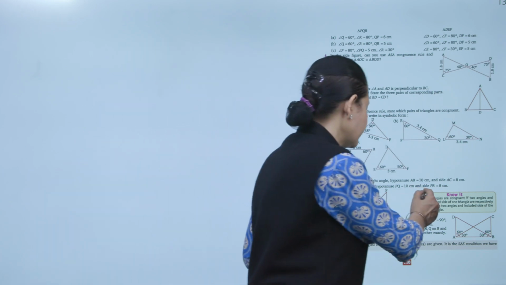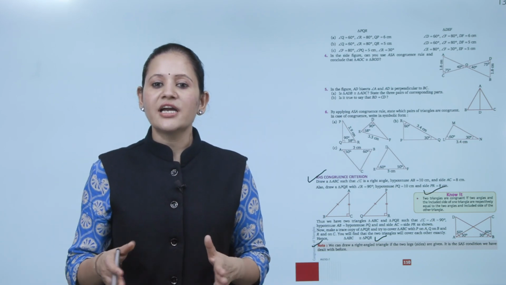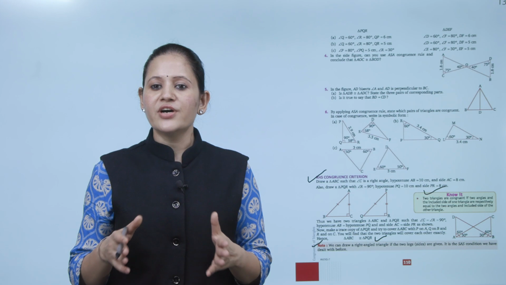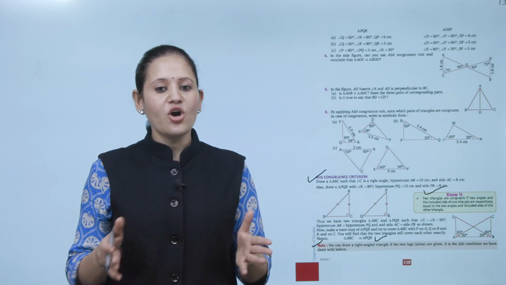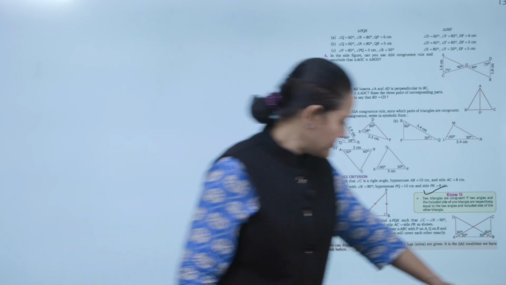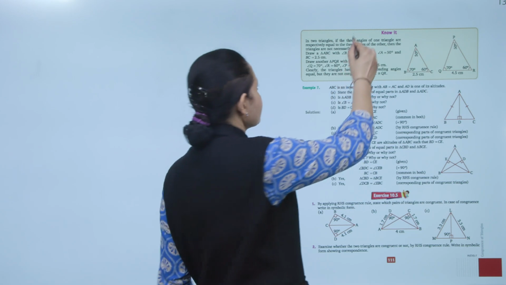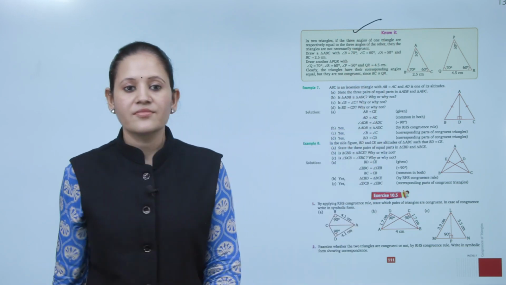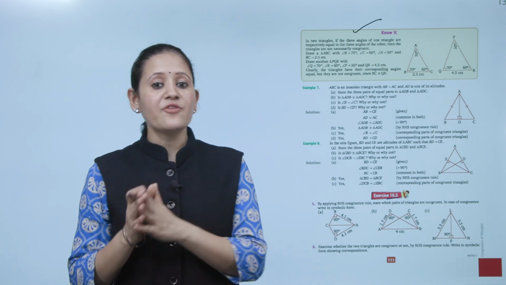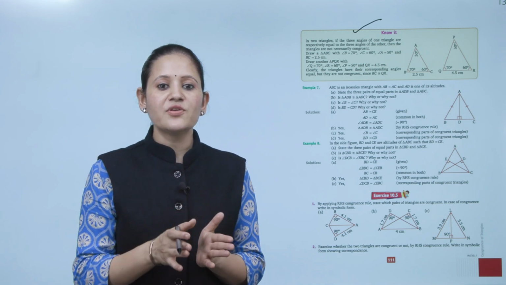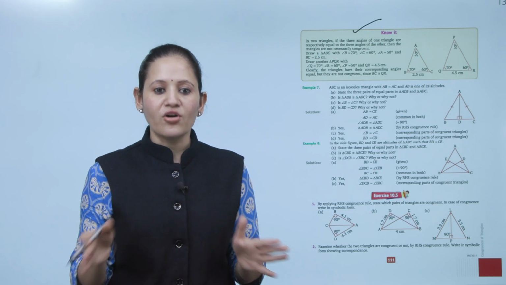Note: two triangles are congruent if two angles and the included side of one triangle are respectively equal to two angles and the included side of the other triangle. Note: in two triangles, if three angles of one triangle are respectively equal to the three angles of the other, then the triangles are not necessarily congruent.